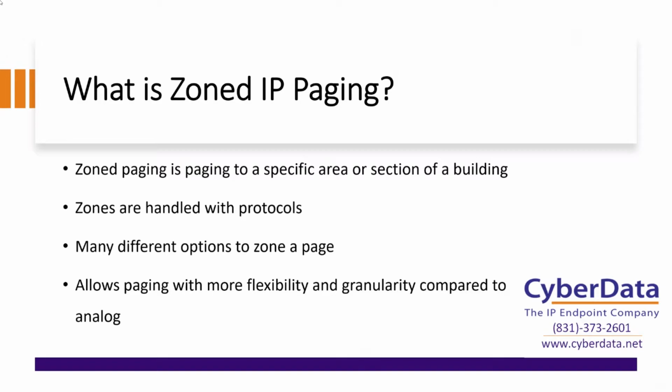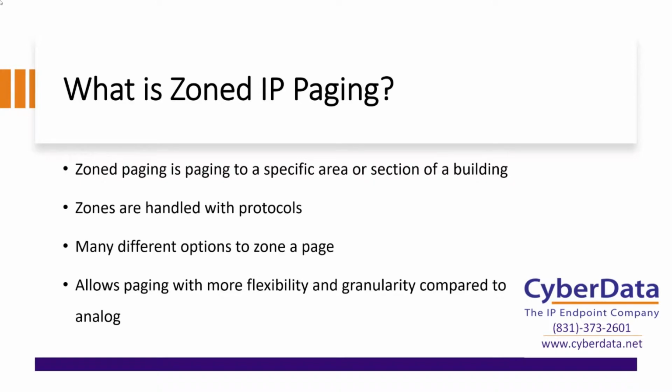It builds off what we talked about in regular analog-based paging. Zone paging is just being able to page to a specific area or a section of a building, or a zone, for lack of a better term. And instead of an analog-based system where you've got separately wired speakers that make up a particular zone, now, since all of the devices are IP-based, you're going to be handling your zone creation by use of protocols. The network nerds out there are going to be screaming because some of the things that we'll be talking about definitely are not protocols, but we'll call them protocols for conversation's sake.